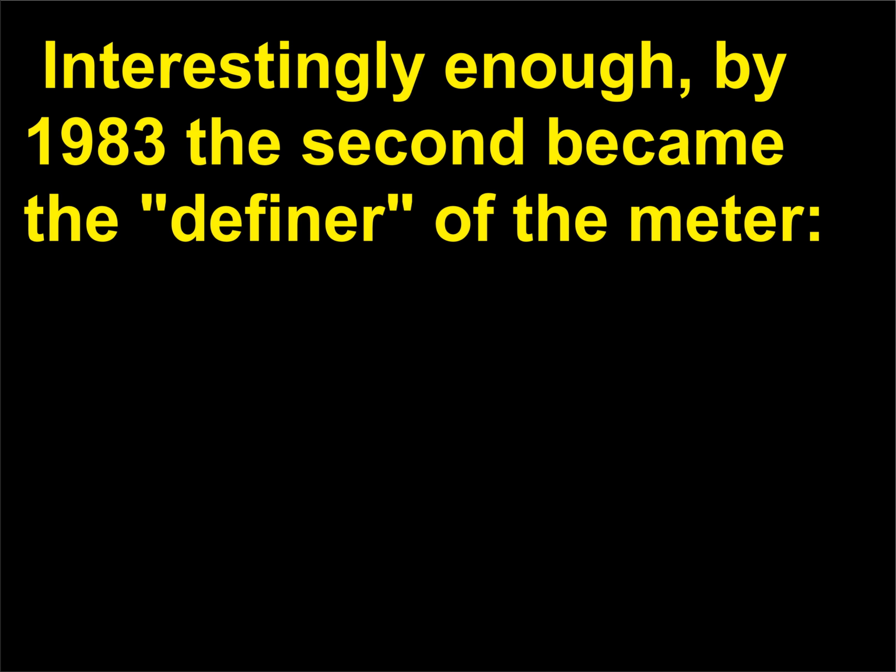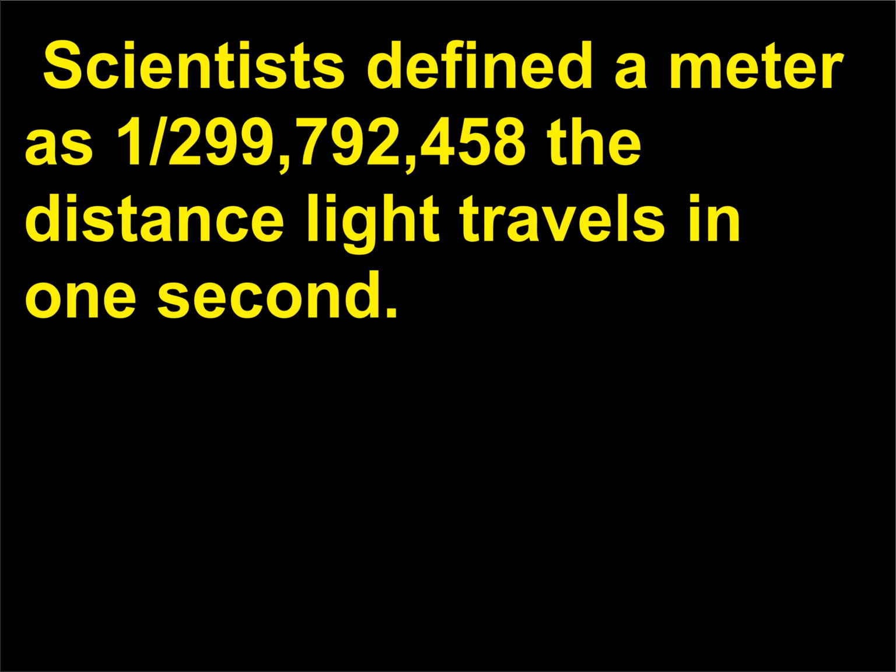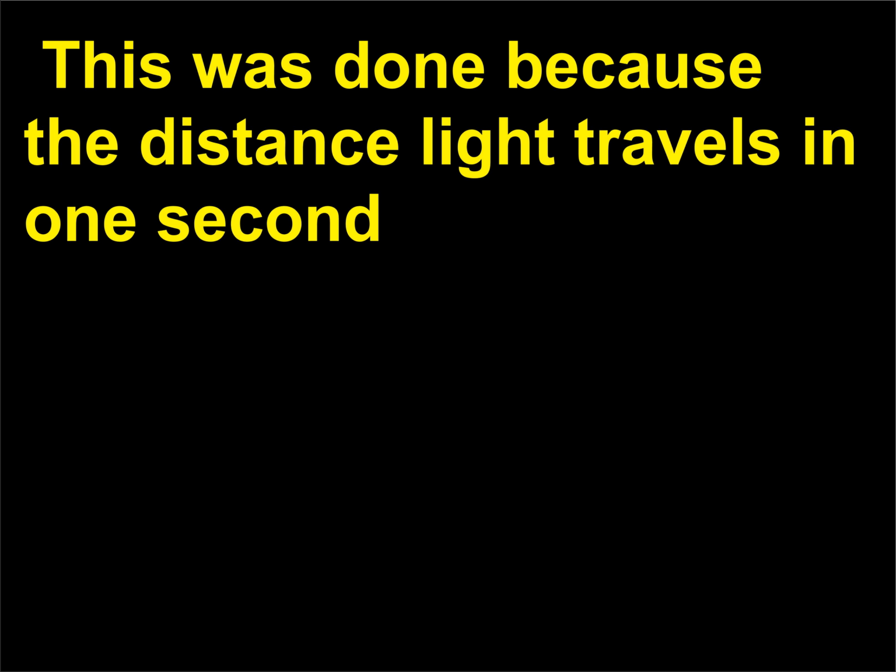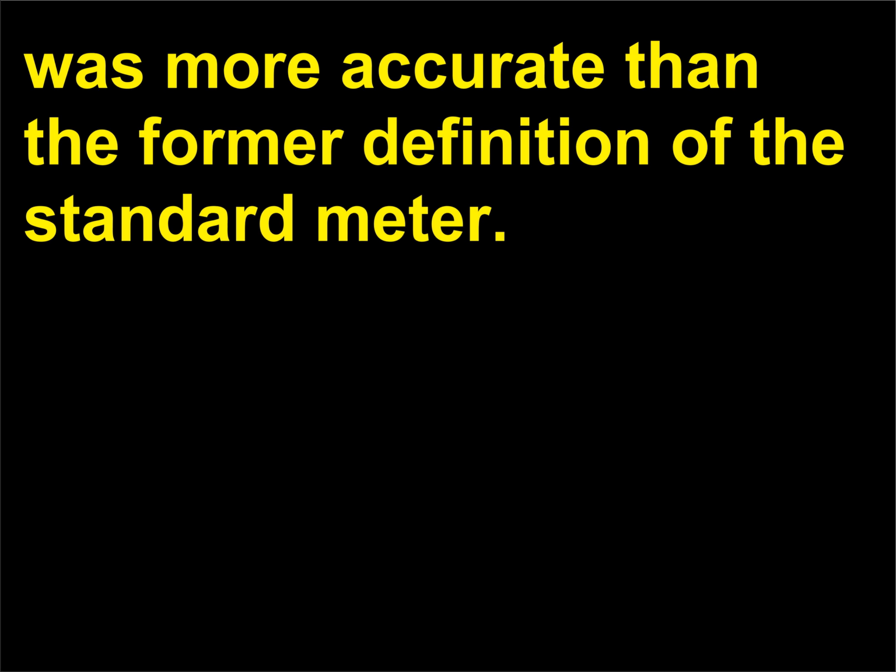Interestingly enough, by 1983 the second became the definer of the meter. Scientists defined a meter as 1/299,792,458, the distance light travels in 1 second. This was done because the distance light travels in 1 second was more accurate than the former definition of the standard meter.